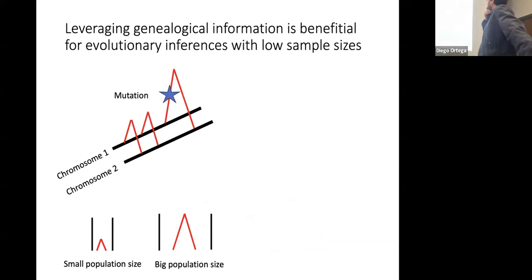Broadly, what I wanted to say is that leveraging genealogical information is beneficial for evolutionary inferences with low sample sizes, and that's something we have been observing for some time. For example, there's a particular method that has genealogical thinking in mind, where the idea is that you can sample a couple of chromosomes and look at the time to the most recent common ancestor in those chromosomes across all of the genome. You can use that information about the time to the most recent common ancestor between pairs of chromosomes, and you can also use the principle that small population sizes give you shorter coalescence times, whereas big population sizes give you bigger coalescence times.